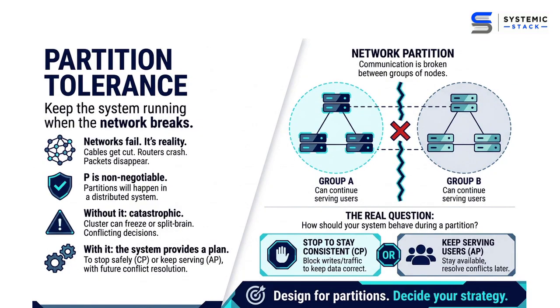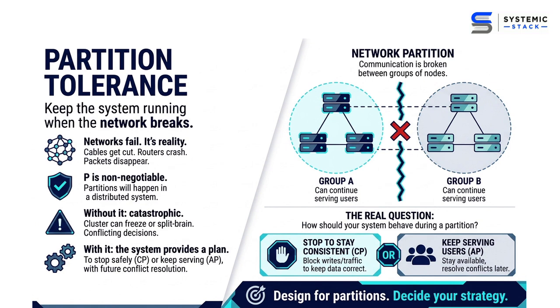Partition tolerance is often the most misunderstood part of CAP. It works by ensuring the system keeps running even if the network between nodes goes down or starts dropping messages. We call these network partitions. What matters here is that in the real world, networks aren't perfect. Cables get cut, routers fail, and packets just disappear.